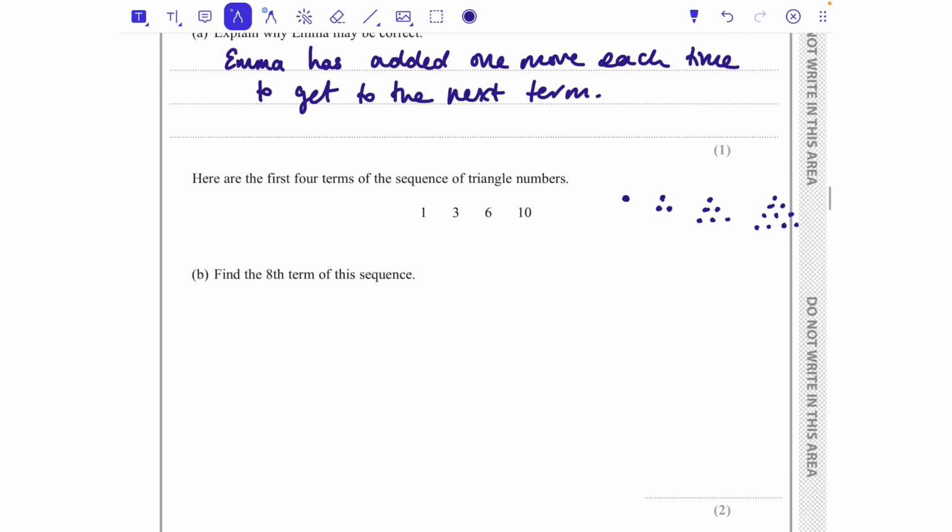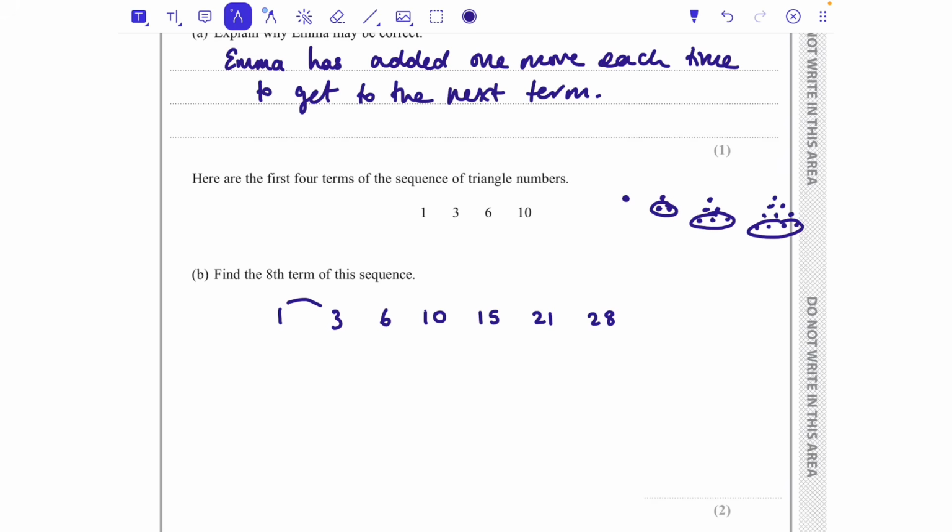So with triangular numbers, you're always adding on 1 more underneath. You see that added on 2, then you added on 3, then you added on 4, and then you add on 5 and so on. So if it goes 1, 3, 6, 10, we're going to add 5 on to get to 15. Then we're going to add 6 on to get to 21. Then we're going to add 7 on to get to 28.